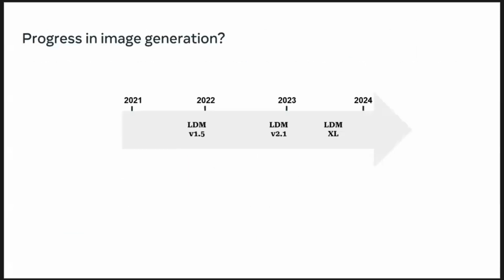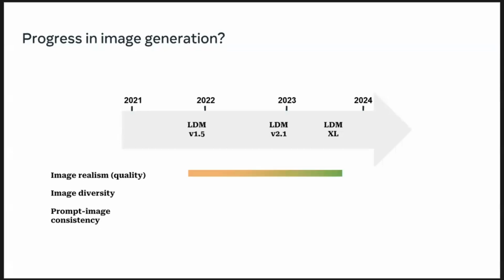I'm depicting here a timeline with some of the latent diffusion models that were open sourced through time. So in both the Digin and the Pareto-Franz analysis, we assessed what happens at the level of image realism, image diversity, and prompt image consistency. What our findings suggest is that when it comes to image realism, we observe quite significant progress when comparing the first open source model with one of the most recent ones.